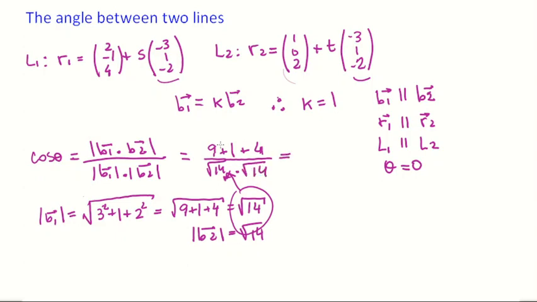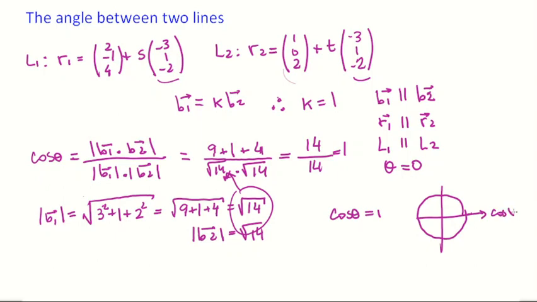If I work those values up here, I would have 14 over root of 14 times root of 14, that's 14. So all of this is equal to 1. So what does it mean for cosine to be equal to 1? If you remember your unit circle, cosine is our x. So we're looking for cosine, right?